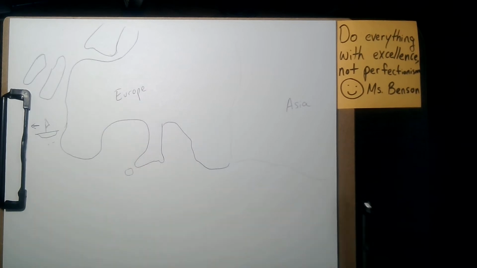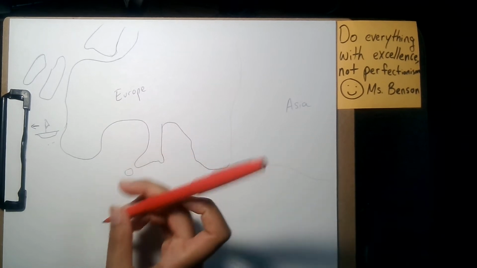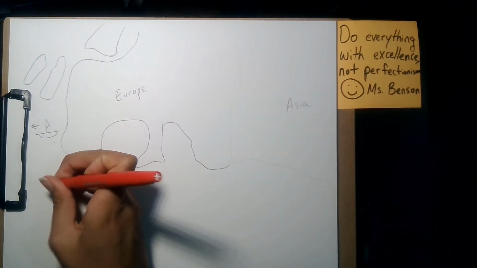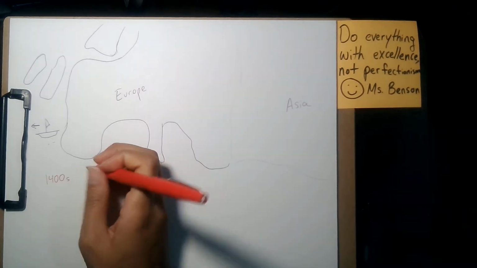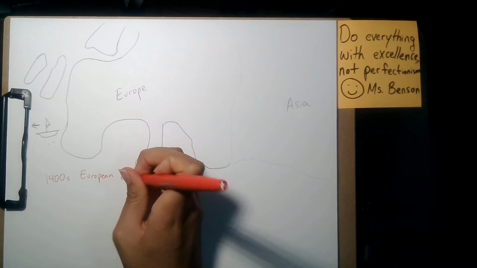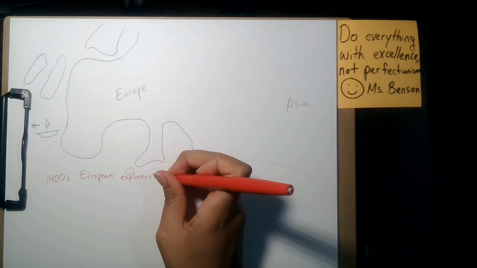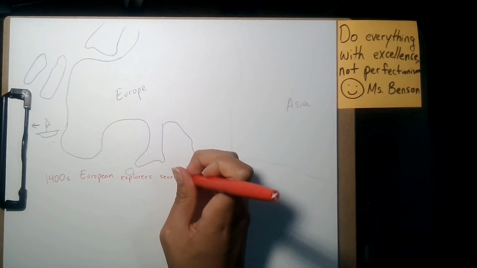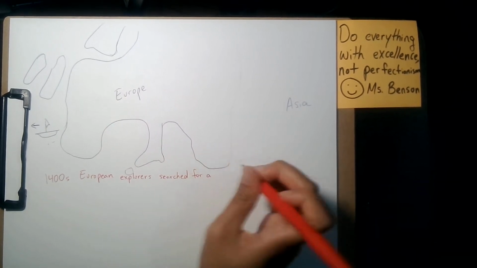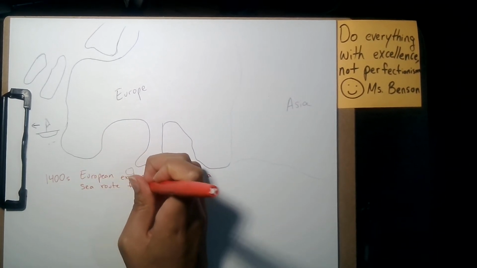So if we look at a timeline in the 1400s, they're looking for gold and spices. So European explorers searched for a sea route to Asia.